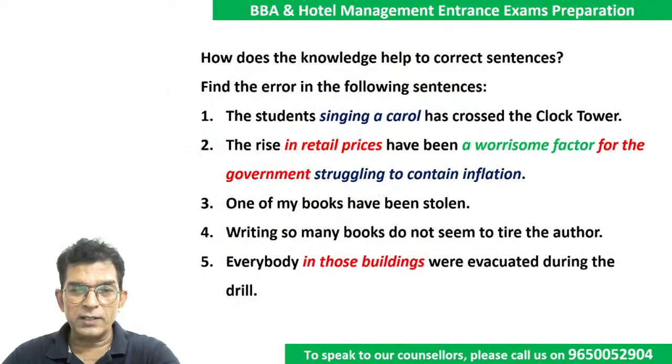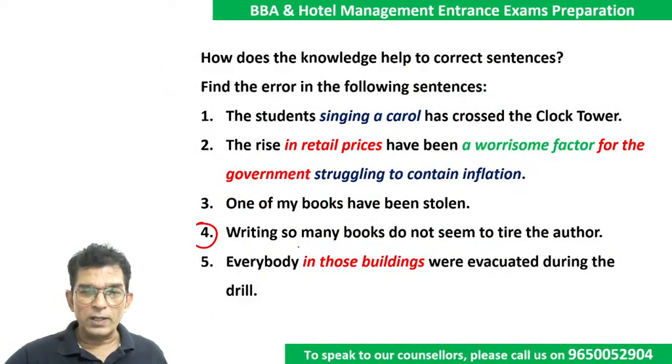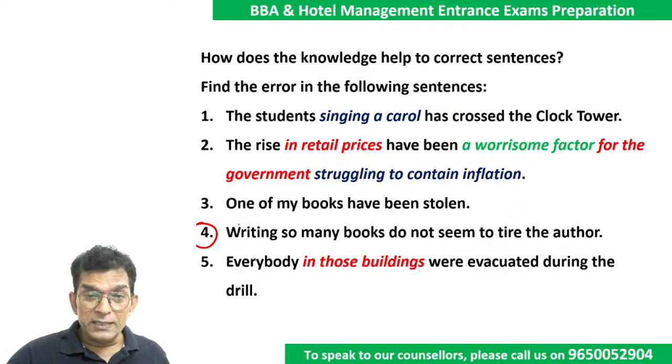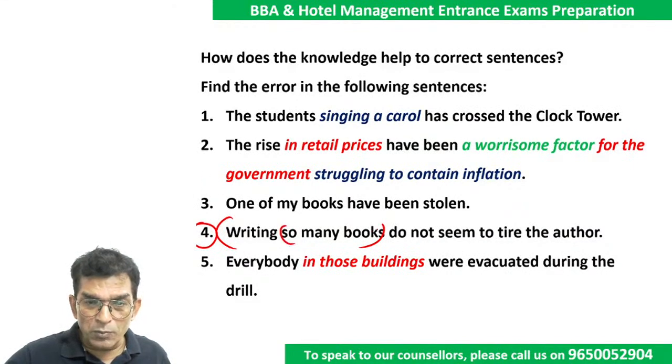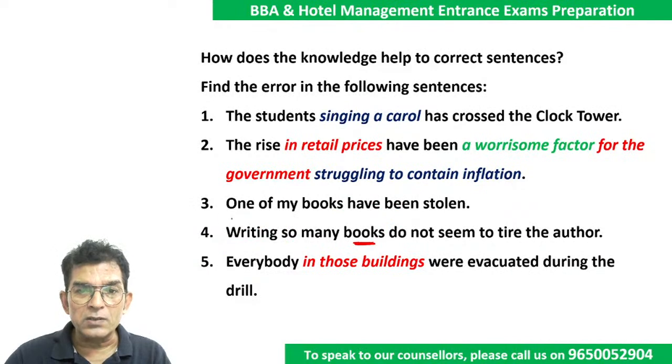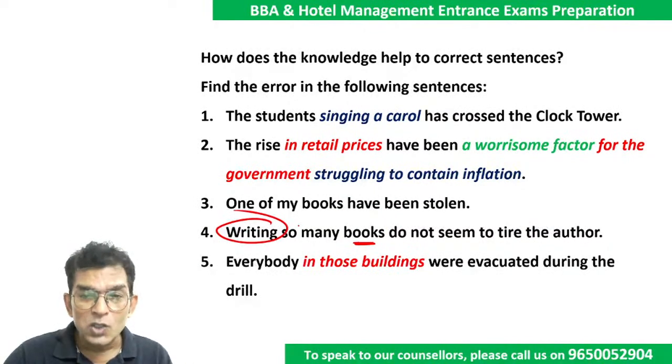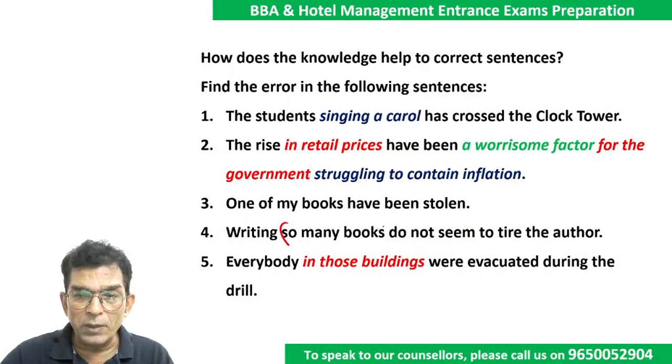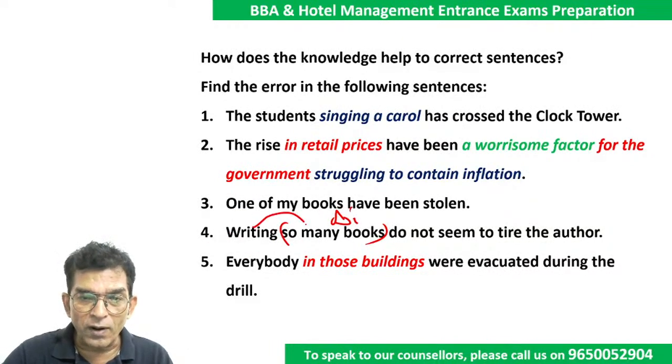Now this is a very interesting sentence. Look at this: Writing so many books does not seem to tire the author. Here, which one is the subject? Is this a verbal phrase? No, this is not a verbal phrase. So many books is a noun phrase and writing is the subject. What does not? Writing does not. Books is not the subject. Writing is the subject. Writing what? So many books. So this so many books is the object of writing.